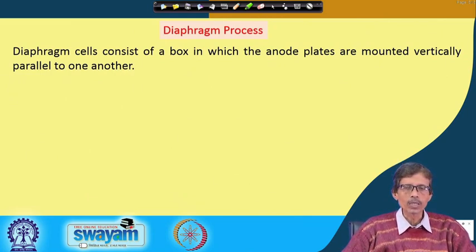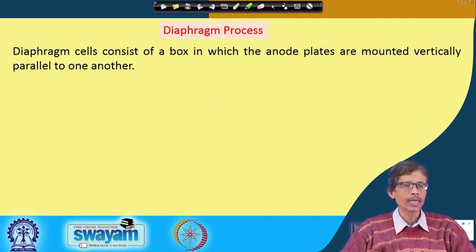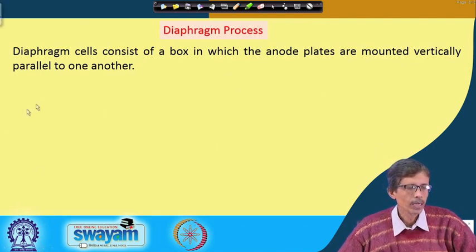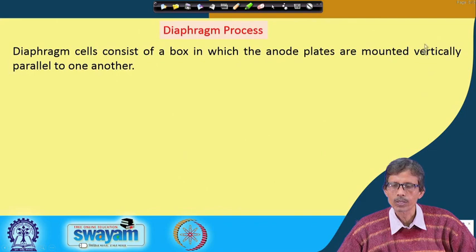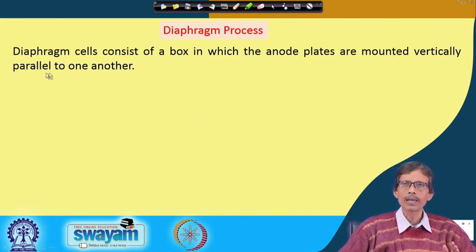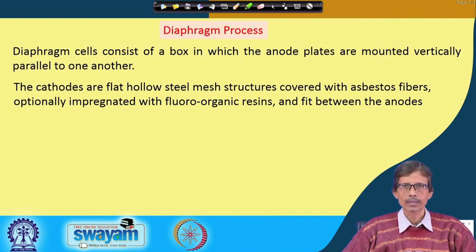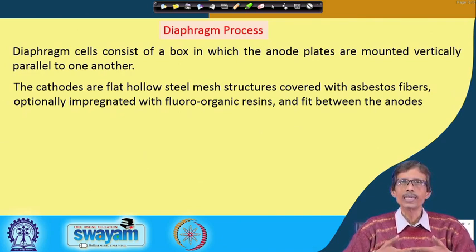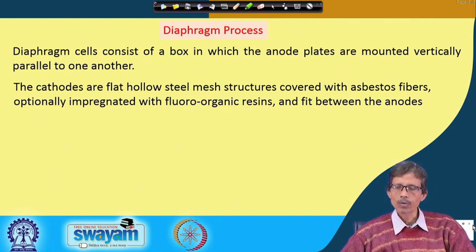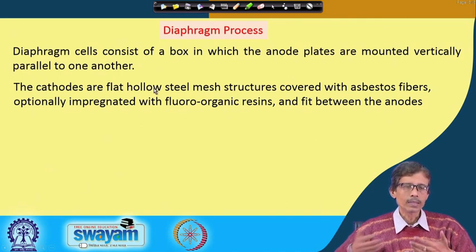So, it is nothing but a box in which the anode plates are mounted vertically parallel to one another. So, now we are going back from a regime of electrodes in horizontal direction to a vertical direction. For this particular case, we will have vertically parallel electrodes in the cell. The cathodes are flat hollow steel mesh structures. Steel mesh we all know is a very fine net basically.